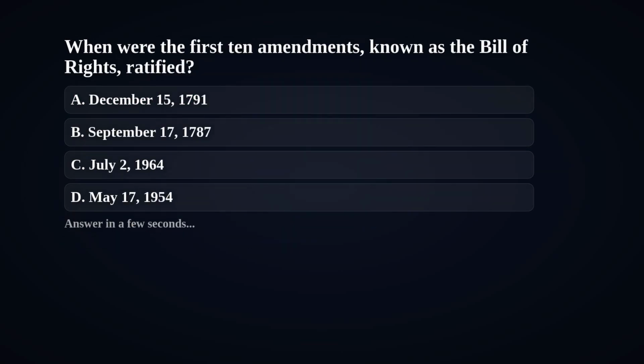Question 3. When were the first 10 amendments, known as the Bill of Rights, ratified? A. December 15, 1791. B. September 17, 1787. C. July 2, 1964. D. May 17, 1954.